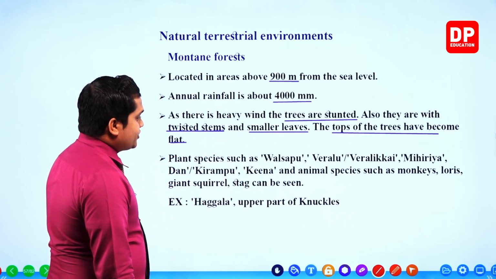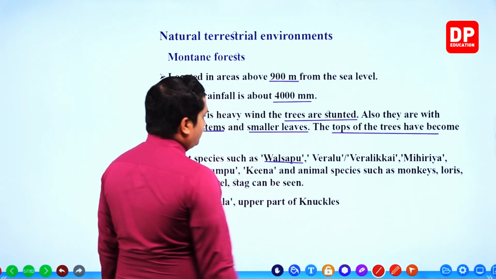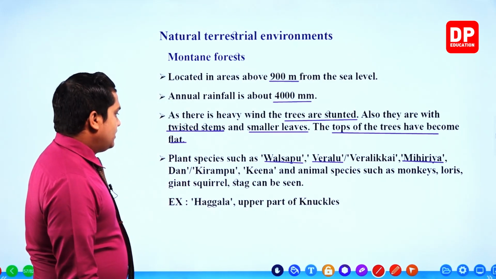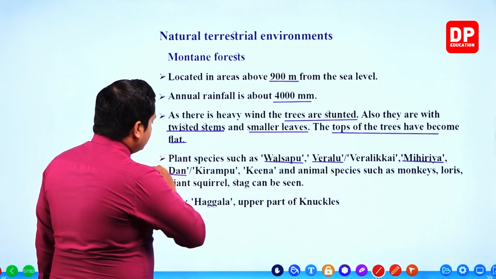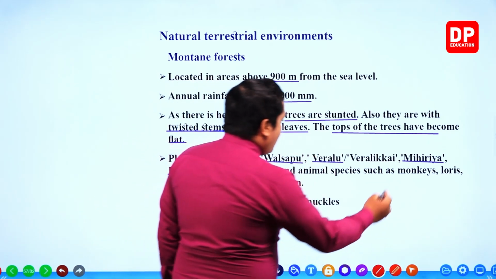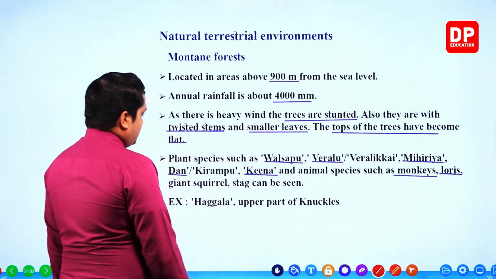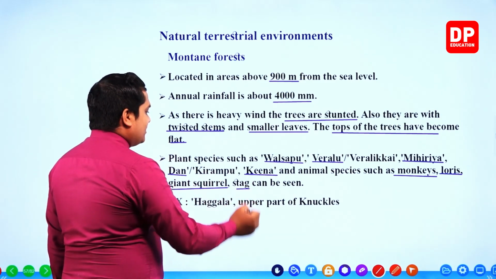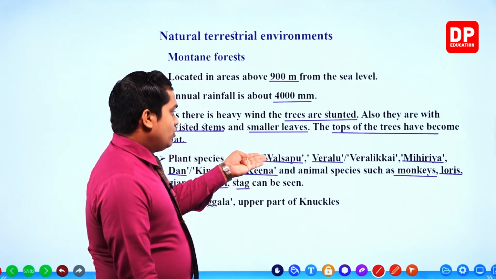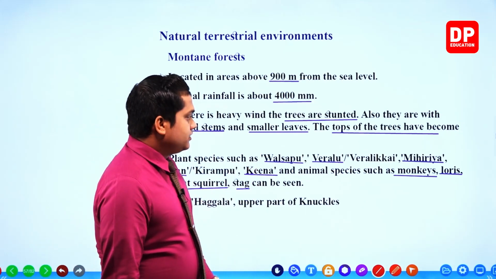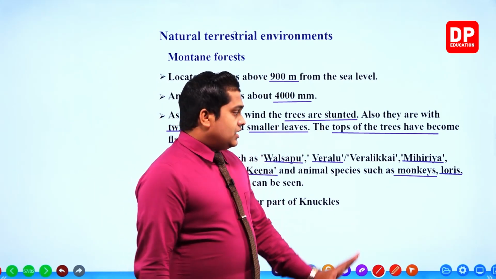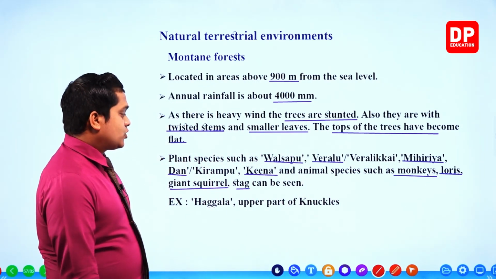Then the next one, plant species such as Walsapu, Weralu, Mihiriya, Dang, Keena, and animal species such as monkeys, lories, giant squirrel, and stag can be seen. So there are different kinds of plants and trees like Walsapu, Weralu, Mihiriya, Dang, Keena. These are several plant types that we can observe. Okay. Then my dear children, animal species as well, like monkeys, lories, the giant squirrel, and also stags.